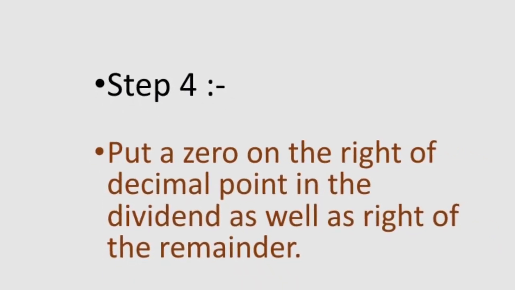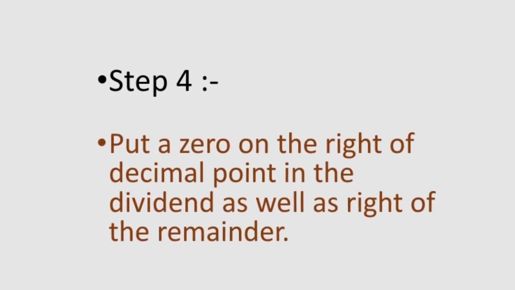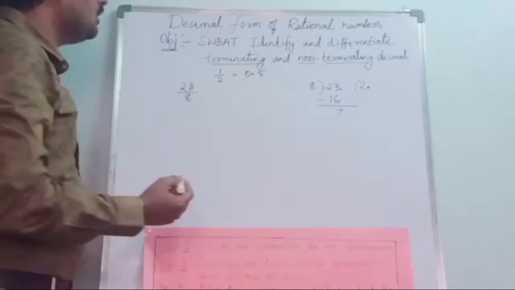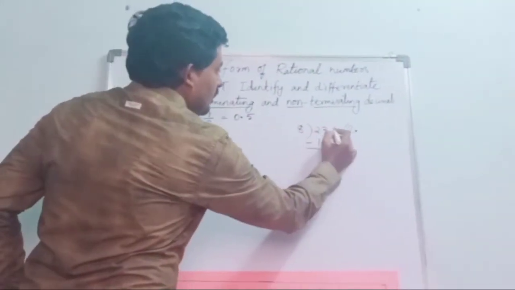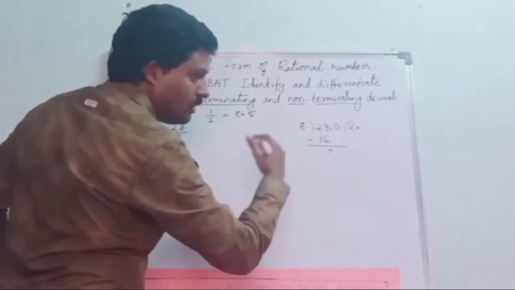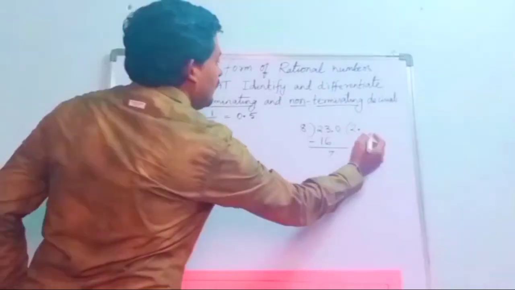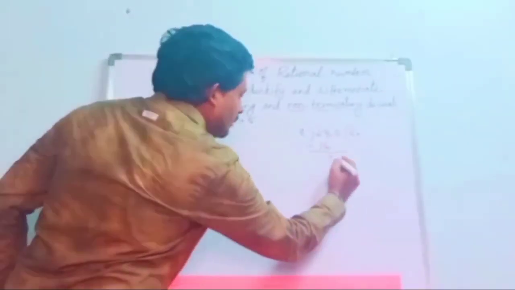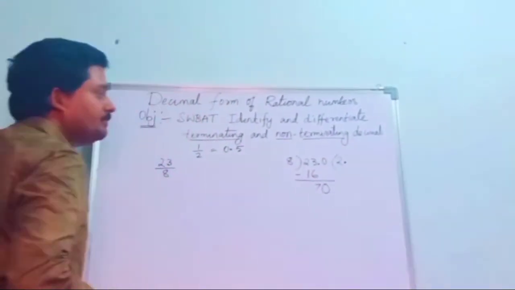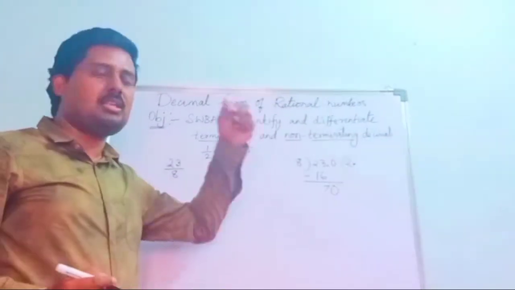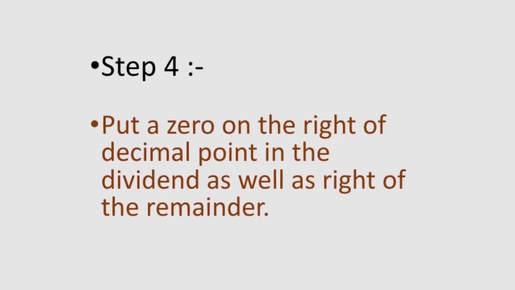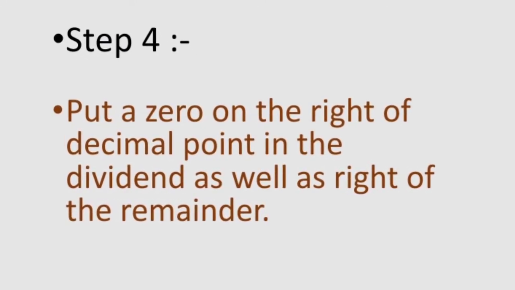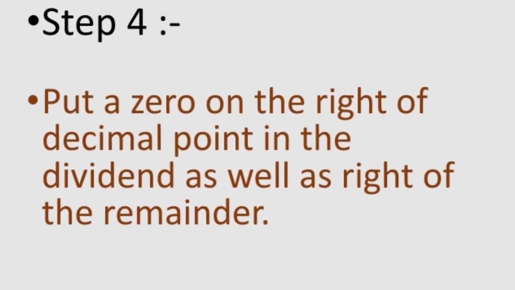Put a 0 on the right of the decimal point in the dividend as well as on the right of the remainder. So you have to put a 0 to the right side of the dividend and to the right side of the remainder. So here as well, now 7 became 70. Why are we doing this? Because to continue our division process by dividing the number into 10 equal parts in its decimal expansion.